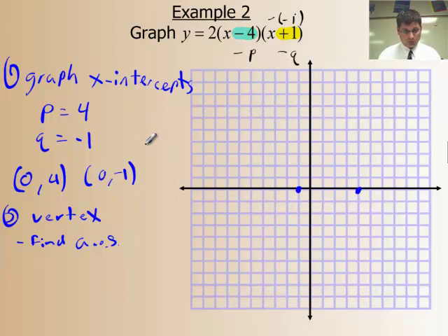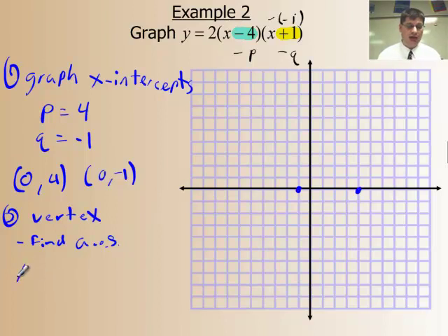The axis of symmetry is right in the middle. It's between those 2 points. Now, these are 2 whole numbers, but it's not necessarily always going to be 2 whole numbers, or integers, rather. And you want to use the formula. Well, it's the average of the 2.